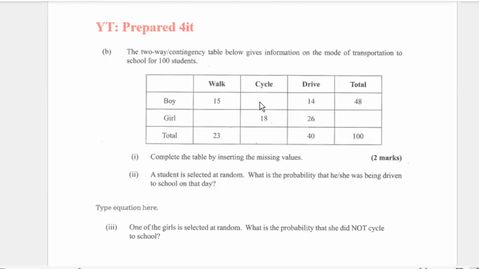So for cycle here, what would be the value for cycle there? We're looking at this one right here. 19. So if you look, the mode of transportation, walk, cycle, drive, they're telling us that 48 boys are in this. And from the 48, we know that 15 walk, 14 drive, which means that the remaining amount must be those that cycle. So if we do 15 plus 14, you get 29, and all we need to do is 48 minus 29, and you'll get 19. So 19 students cycle to school.